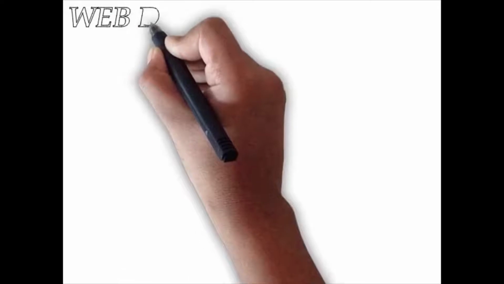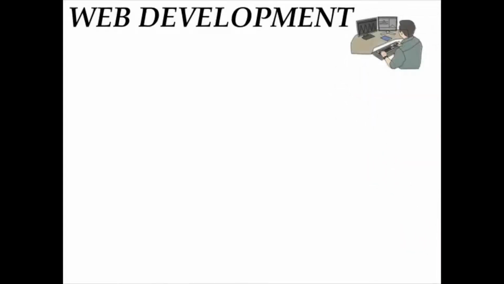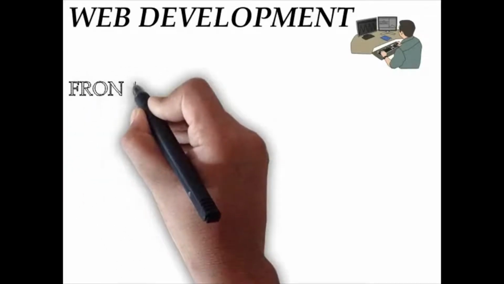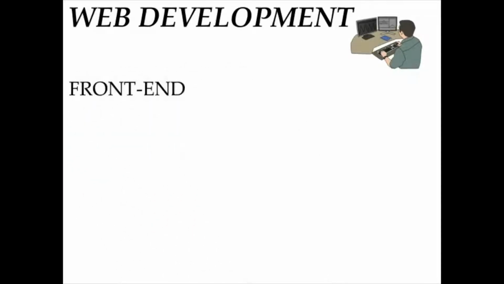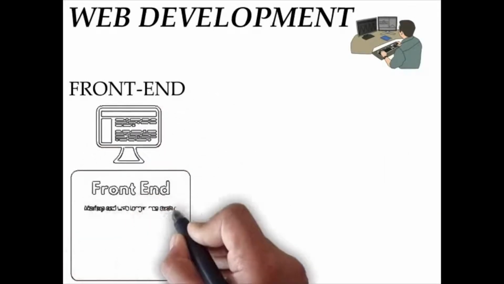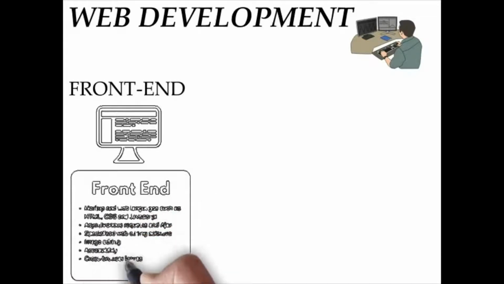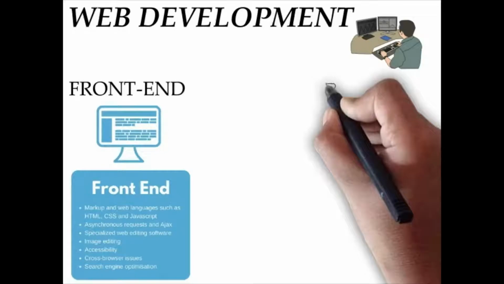So first things first, what is web development? Web development basically refers to building, creating, and maintaining websites. Web development is categorized into two major development areas: front-end development and back-end development. Front-end development is also called client-side development. It is the practice of producing the layout for a website or web application so that a user can see and interact with it directly.